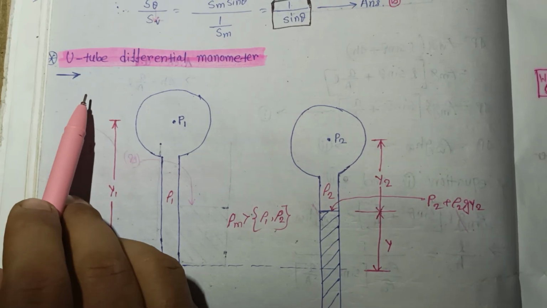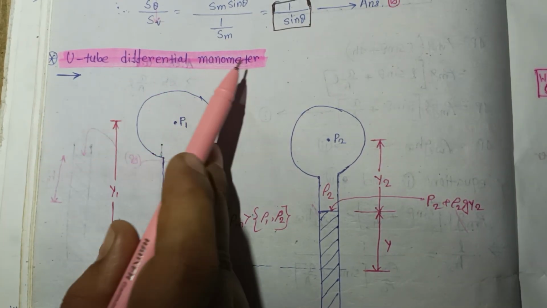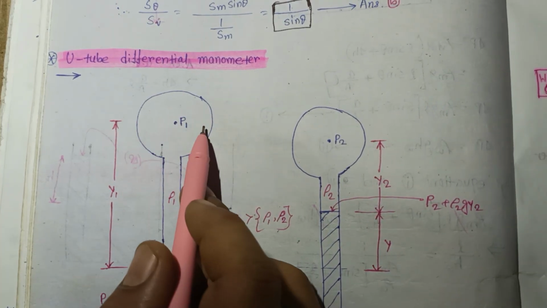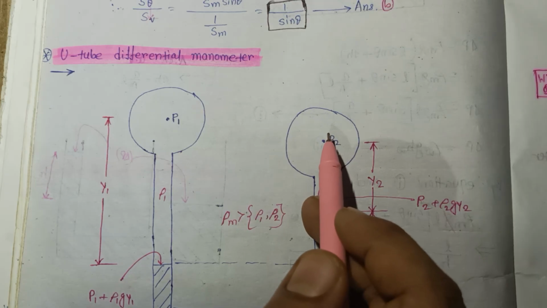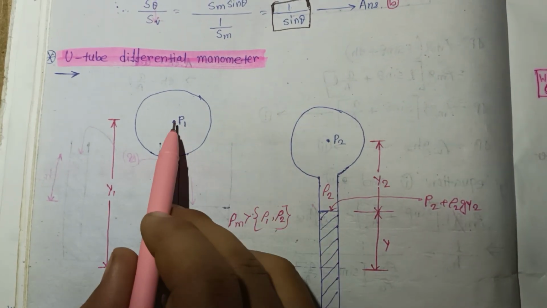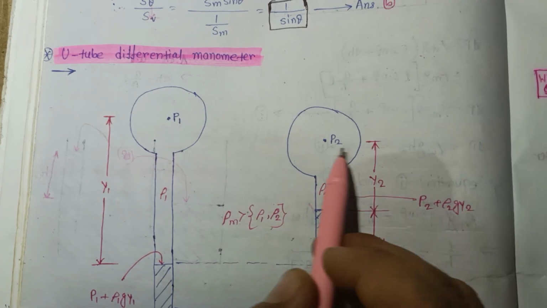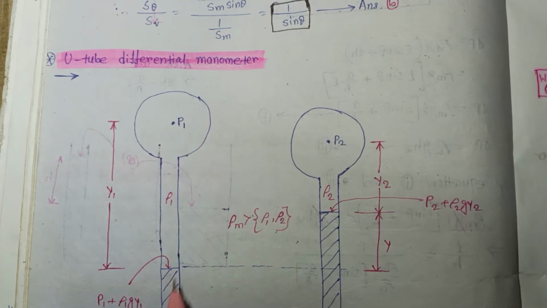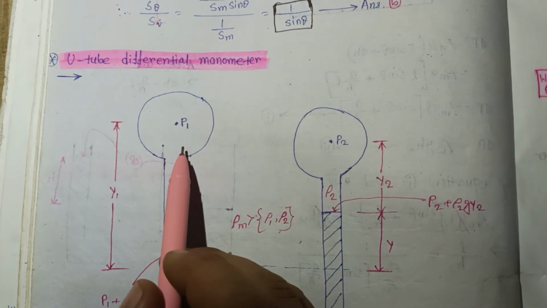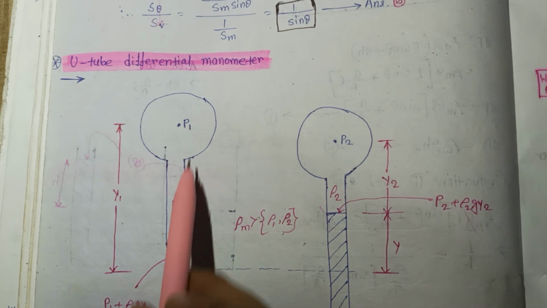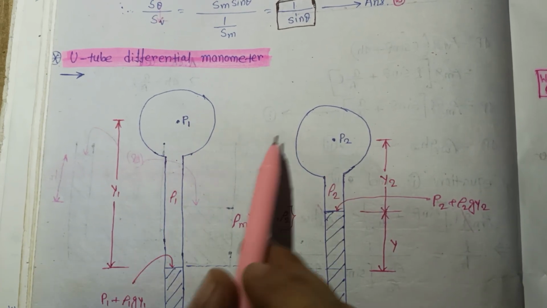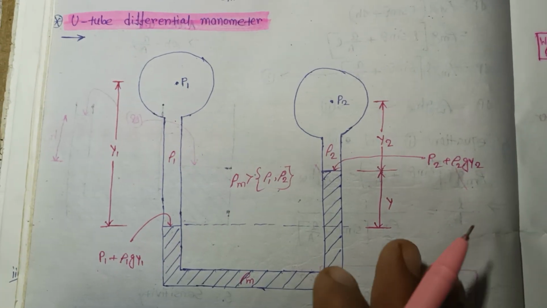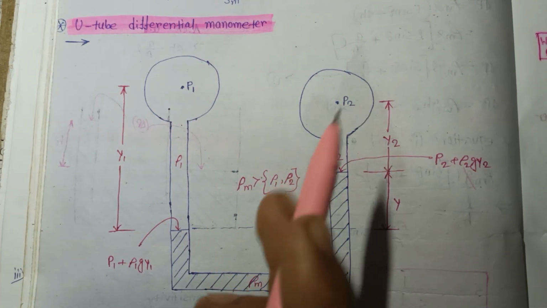In this lecture we will understand the U-tube differential manometer. Suppose there is a pipeline here and there is another pipeline, and you want to calculate the pressure difference. Consider here the pressure is P1 and here the pressure is P2. We connect the U-tube differential manometer in between these pipelines. Let's understand how to calculate the pressure difference P1 minus P2.